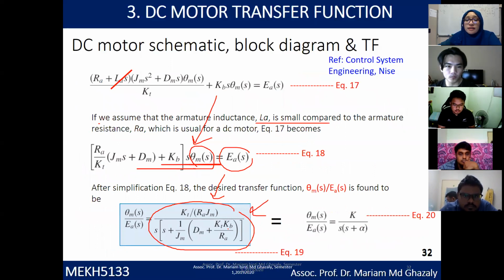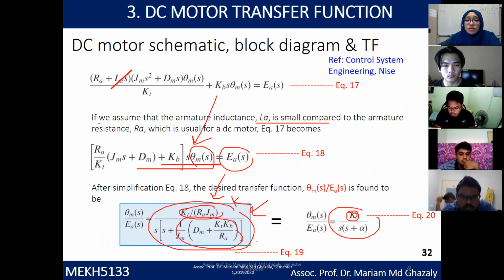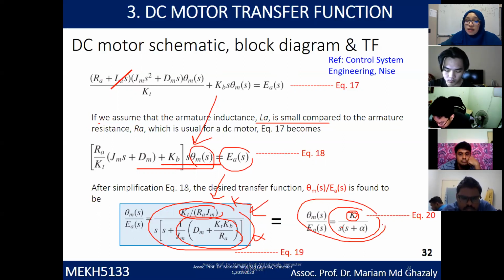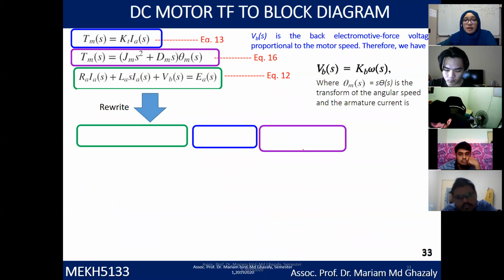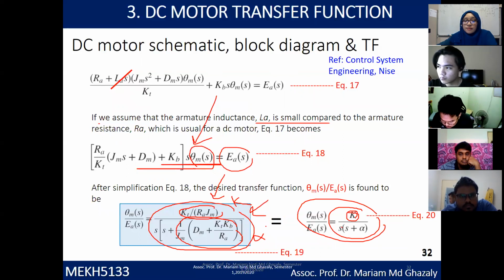And if you look at this equation, it actually represents the K value. This is the whole thing, K value. You have s plus this whole thing, which is actually alpha, because you know the values of Kb and Kt, these are constant values. And then Ra is the resistance, and Dm is the damping. So you can actually get a value here. This one you can actually calculate, and from this one will be the final transfer function.